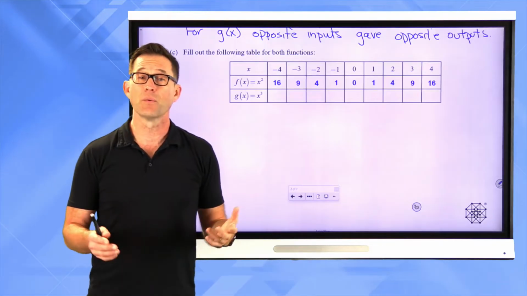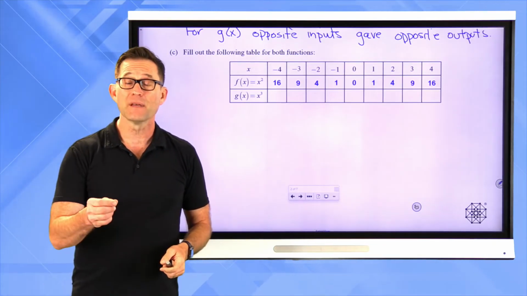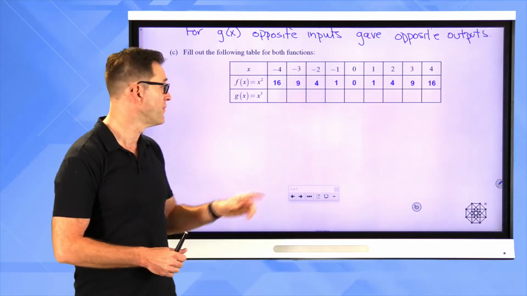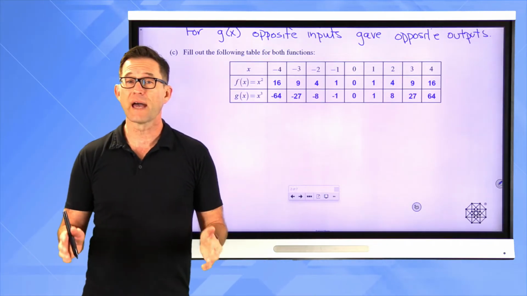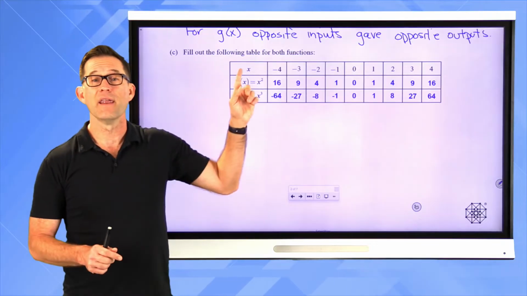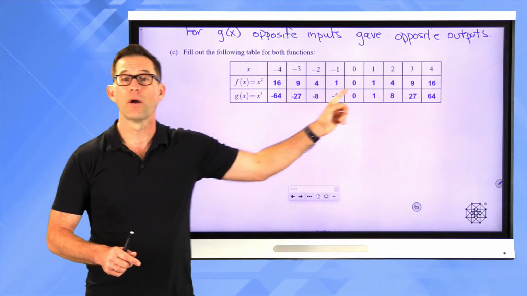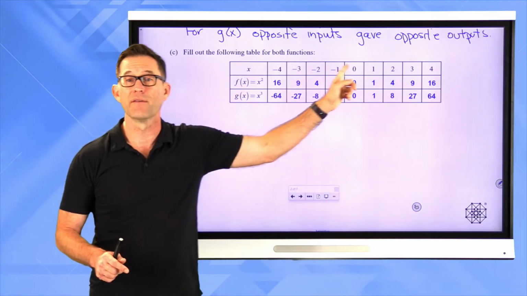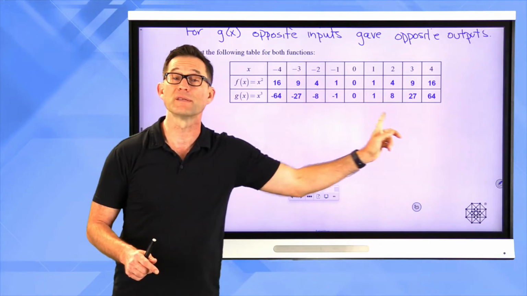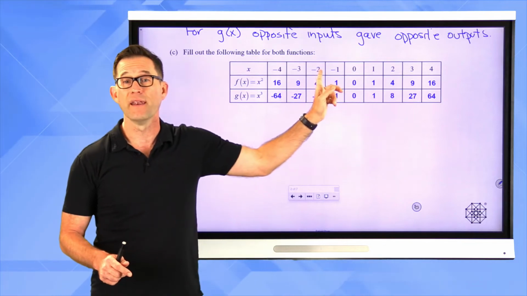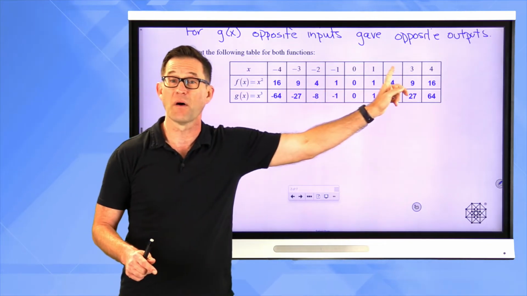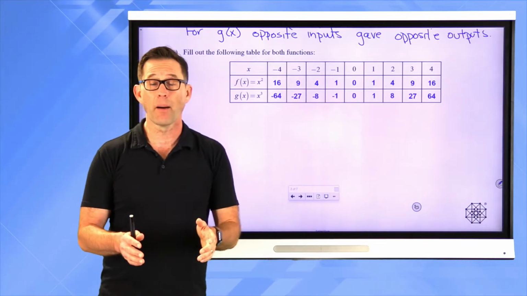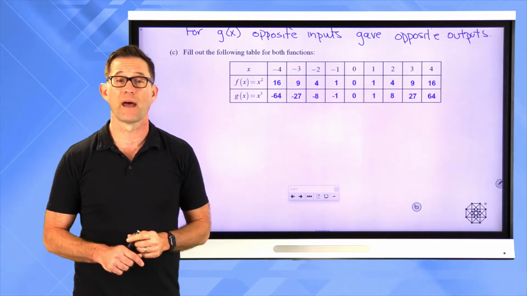So for f of x equals x squared, opposite inputs give us exactly the same outputs. Now for g of x, we see exactly the same trend again. Negative 4 gives me negative 64. Positive 4 gives me positive 64. Then we already had our negative 3 and 3 giving us negative 27 and positive 27. And negative 2 gives me negative 8, whereas positive 2 gives me positive 8. So for g of x, we see that opposite inputs give us opposite outputs.